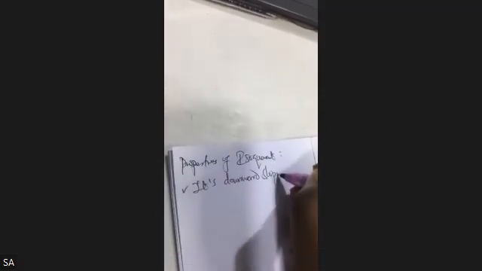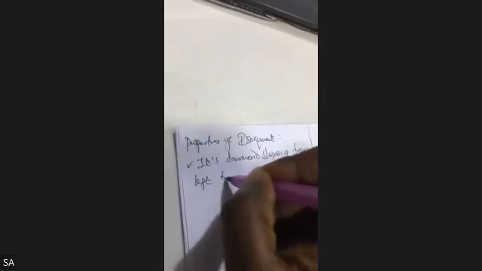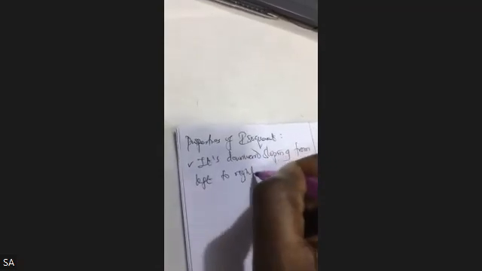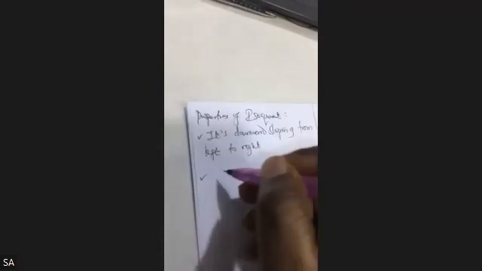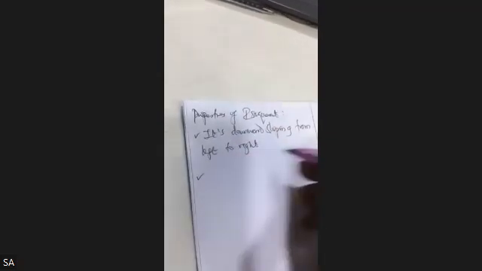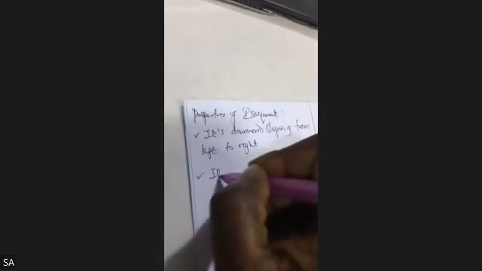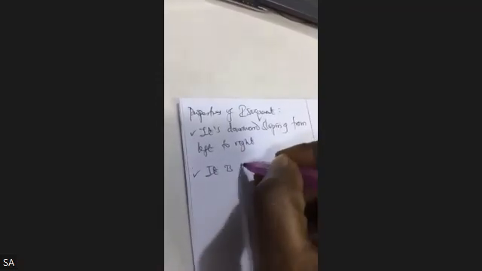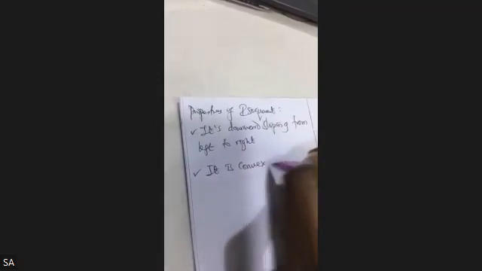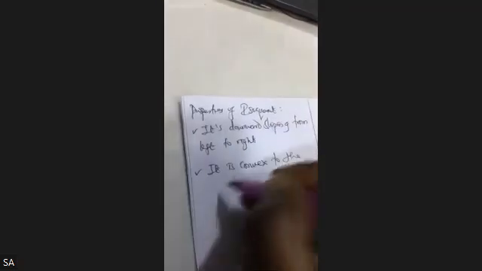It is downward sloping from left to right. It is convex to the origin.